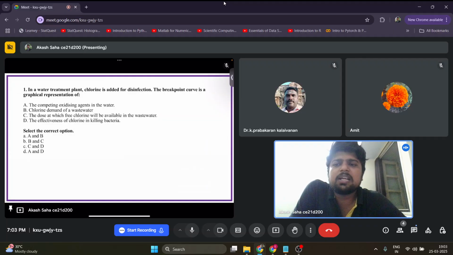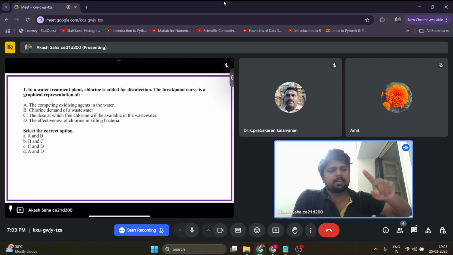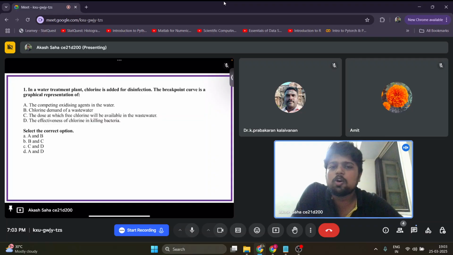One is definitely the dose at which free chlorine will be available in the wastewater, because we have seen it will go up and then down. So at that particular point, after which the free chlorine will be present. So it will definitely give the dose at which the free chlorine will be available. What else? So C is definitely the correct answer. What else do you think will be correct apart from the effectiveness?